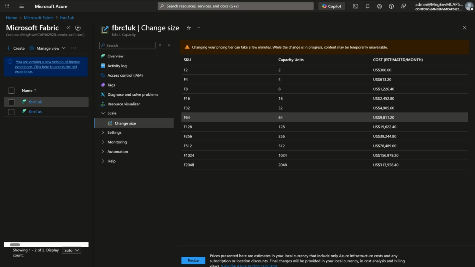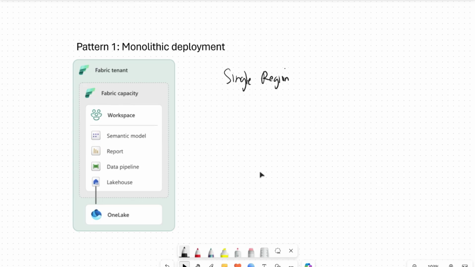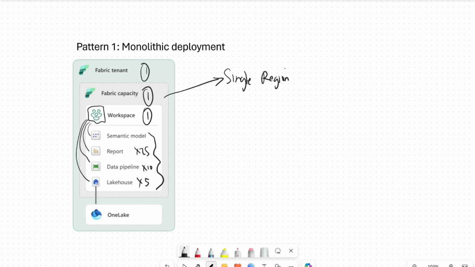Now, let's get back to our pattern designs. This one, you're going to have a single capacity and a single tenant. Now, your capacity is tied to a single region, and you're going to have a single workspace. Now, within a single workspace, you're going to have multiple people over here, and these people are going to create multiple items. Okay, you can have times 5 lakehouses and times 10 this and times 25 reports and so on. So there's no limit as to the number of items you can have in here, all underpinned by the one lake.